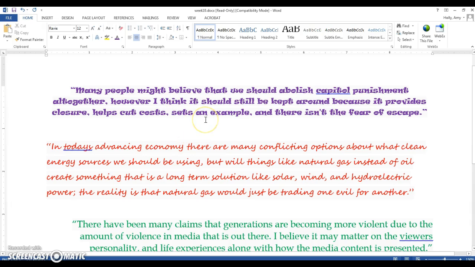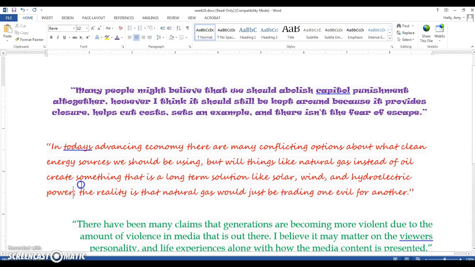I also wanted to pull out an example here of one that I thought was definitely on the right track, but that I could use to show you guys how maybe just a little bit of revision or even a couple of small tweaks can take your thesis to the next level. So here we have a student who said, in today's advancing economy, there are many conflicting options about what clean energy sources we should be using. But will things like natural gas instead of oil create something that is a long-term solution like solar, wind, and hydro? The reality is that natural gas would just be trading one evil for another.